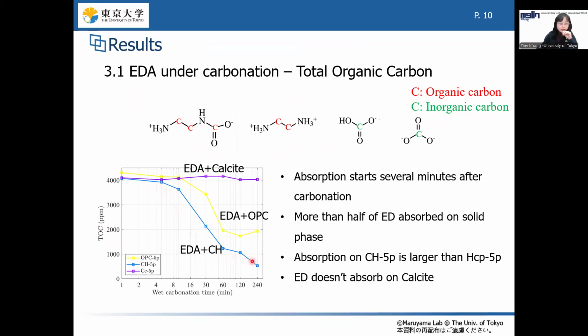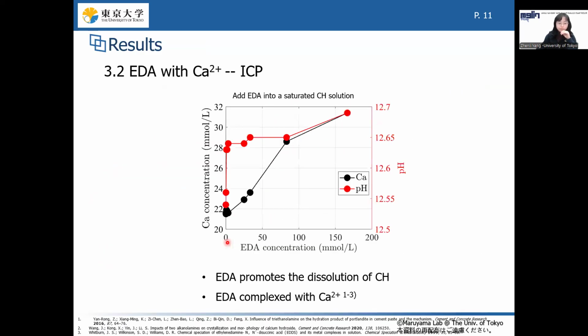While in the polymorph, the absorption is even higher. We also confirmed that the EDA doesn't absorb on the calcite itself. It means it must go into some carbonated phase in the cement paste or the portlandite. Next, we check the EDA reaction with calcium ions.